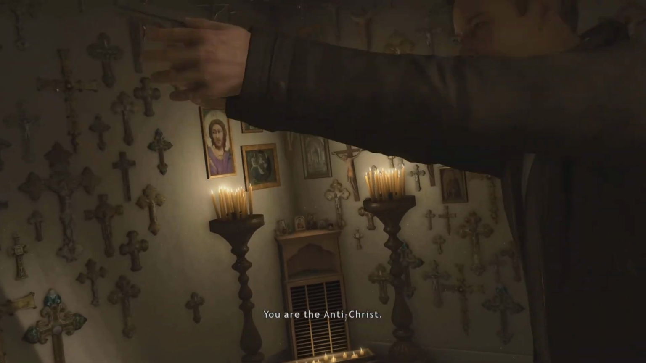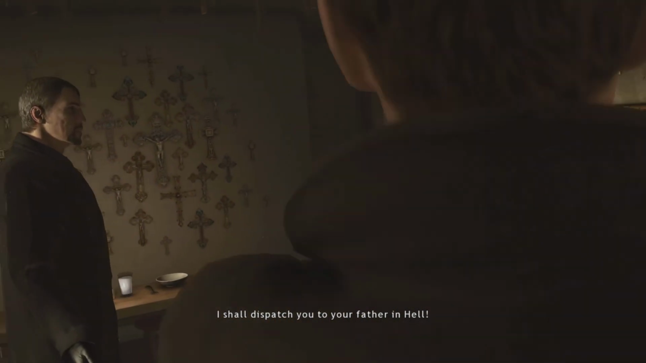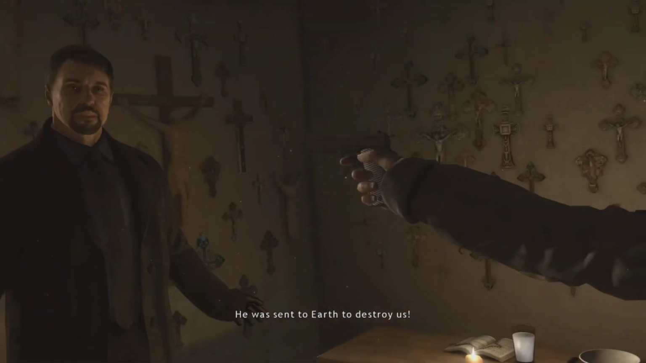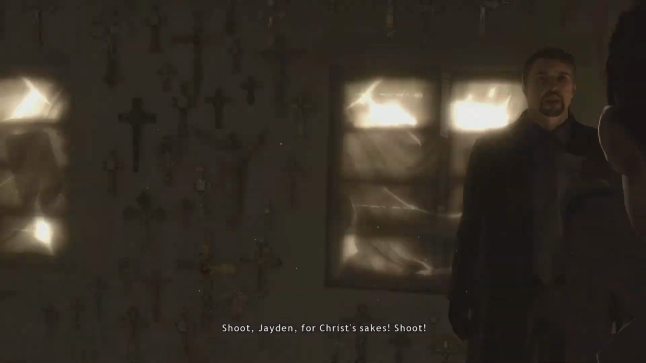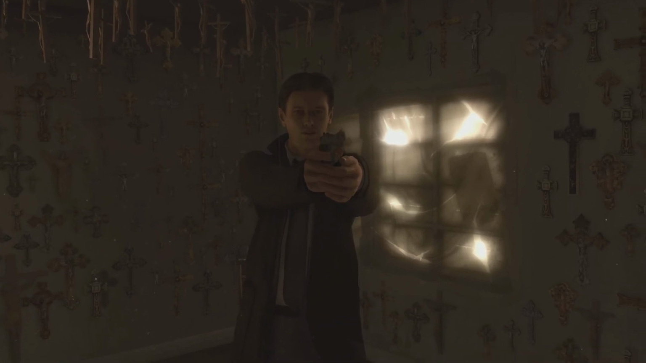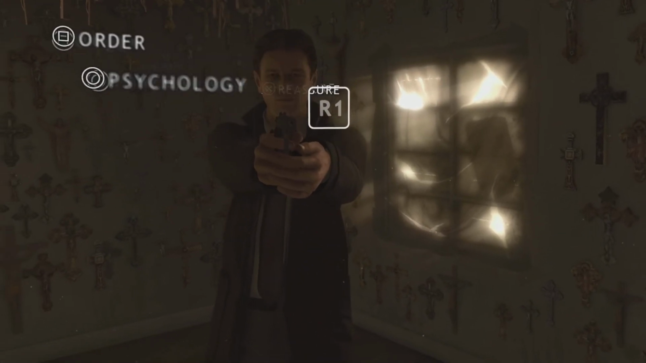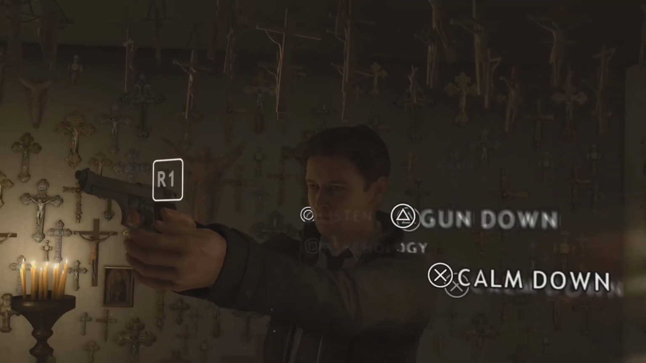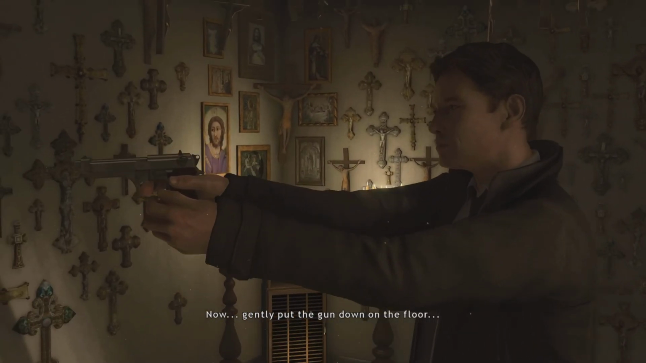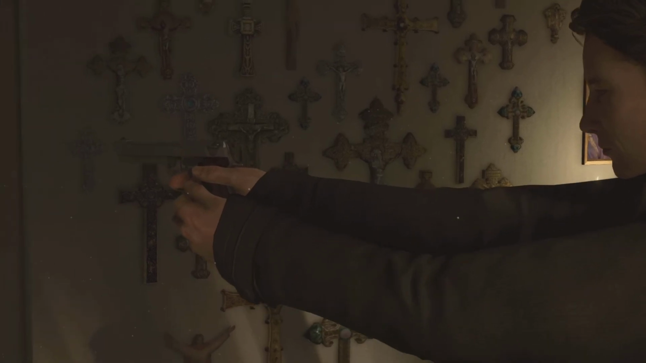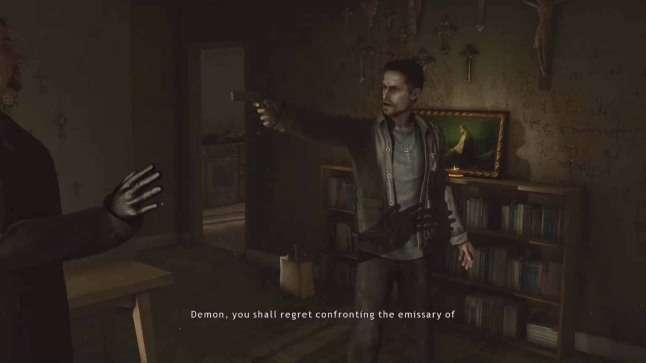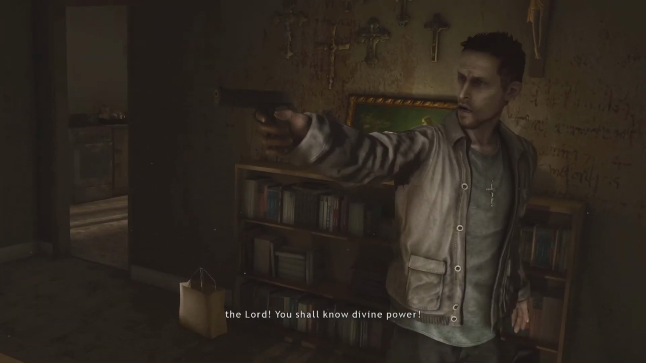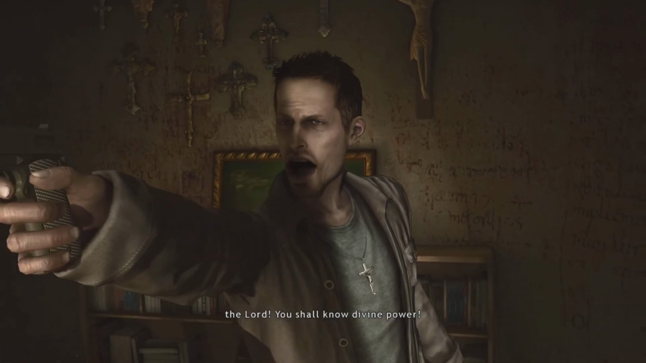You are the Antichrist. Put down the gun, I shall dispatch you to your father in hell. He is the son of Satan. He was sent to Earth to destroy us. For Christ's sake, shoot! Calm down, Nathaniel. Nobody here wants to hurt you. Put the gun down. Now gently put the gun down on the floor. Demon! You shall regret confronting the emissary of the Lord. You shall know divine power!